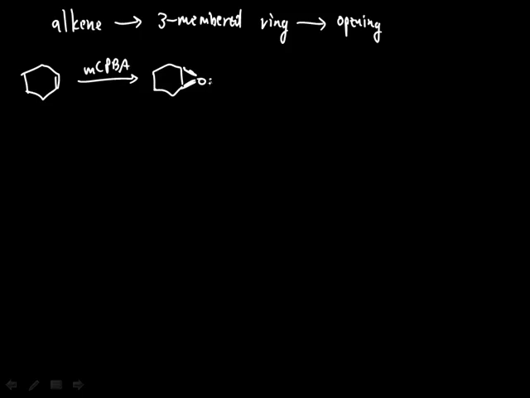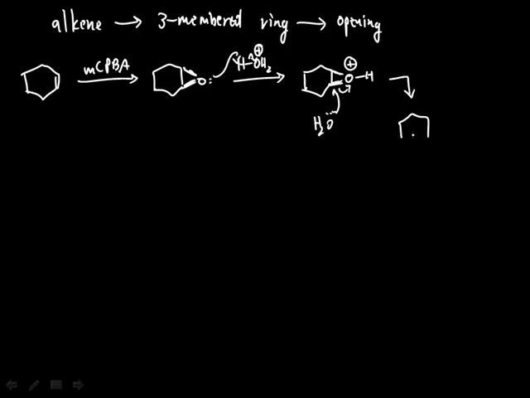And this now can be protonated by acid to give us a protonated epoxide. Now this OH is a very good leaving group, and it can be easily opened through a backside attack of, say, water to give us OH here and OH2 plus here, which then can lose a proton to give us finally the trans diol.